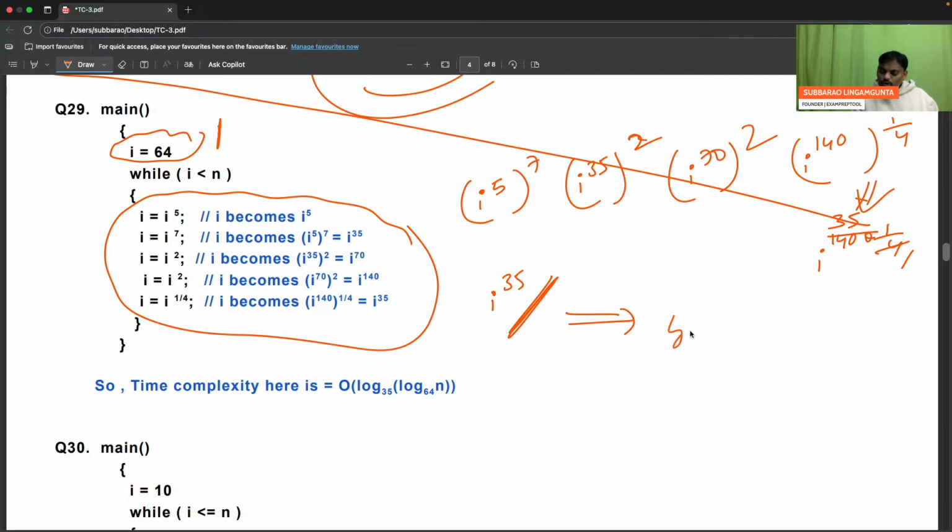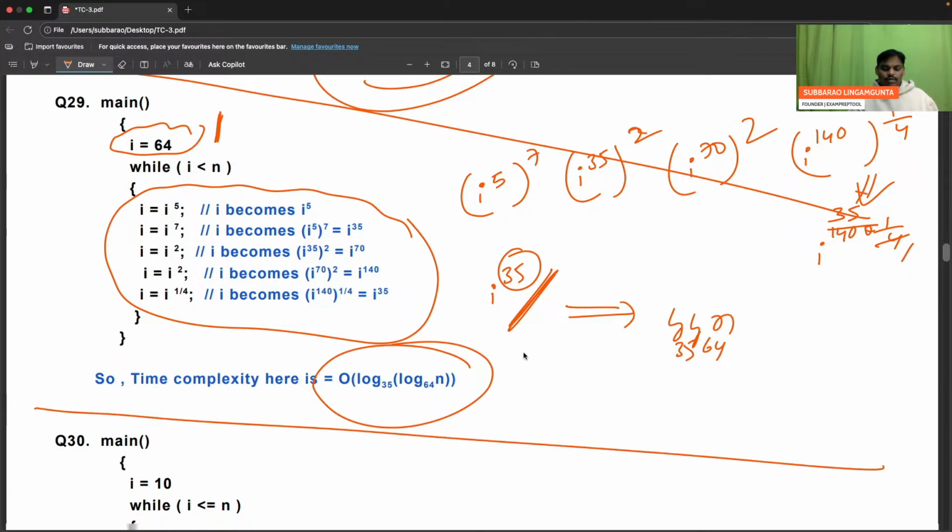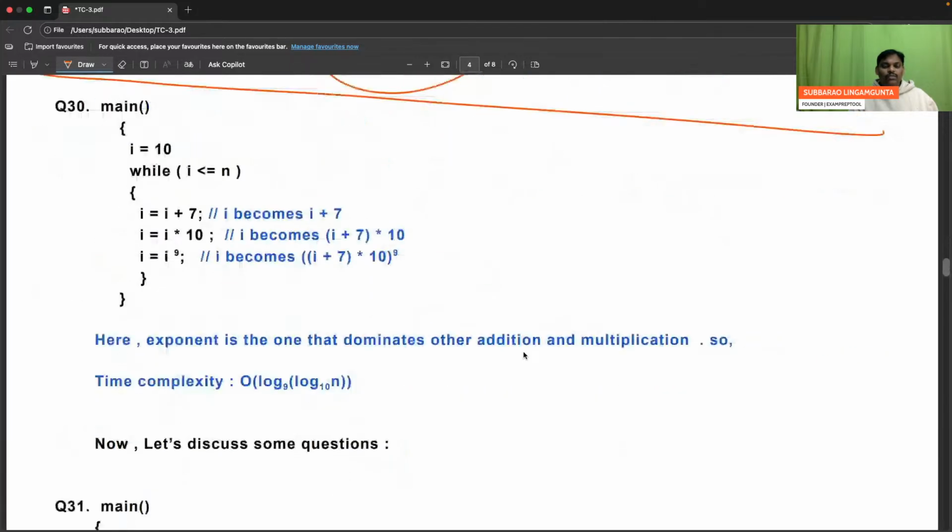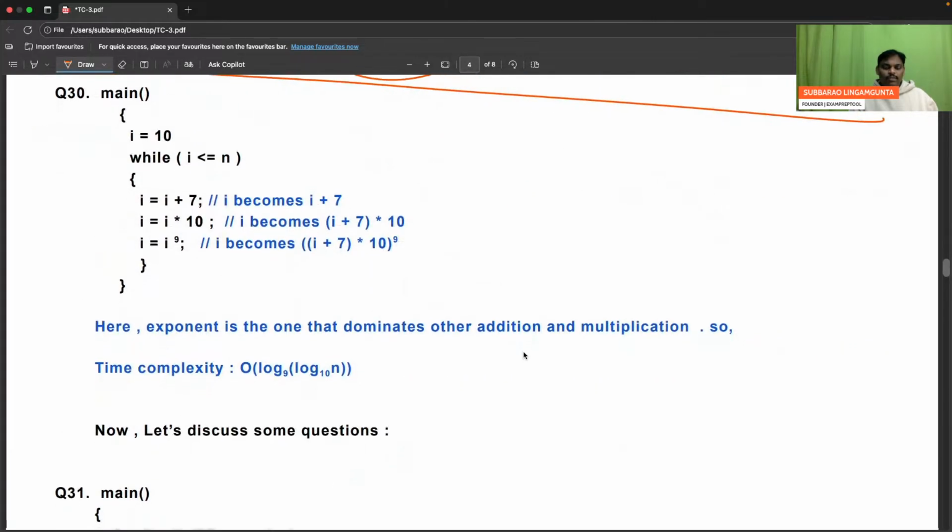This also has log n as the answer. Inner base is 64, outer base is 35. So the answer is log n, inner 64, outer 35. Exactly. So question number 30 also over. So 29 is over. What is question number 30? Go to question number 30.